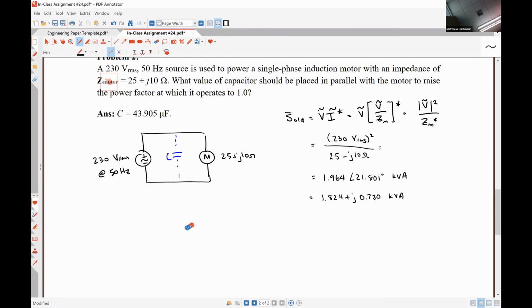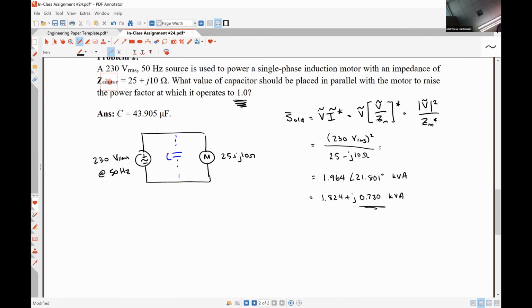So whenever I want my load to operate at a power factor of 1, that means that I'm just getting rid of all of the reactive power. So the reactive power that my capacitor needs to supply is that 0.730 kVA. I'm going to wind up having 1.824 minus this, which is just going to be that negative j0.730 kVA. So I don't actually need to figure out S new in this case, but it's specifically because I know that my power factor new is 1. Does that make sense at all? Yes, sir.